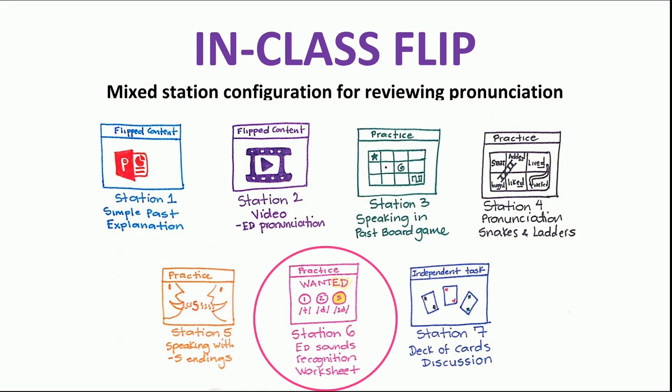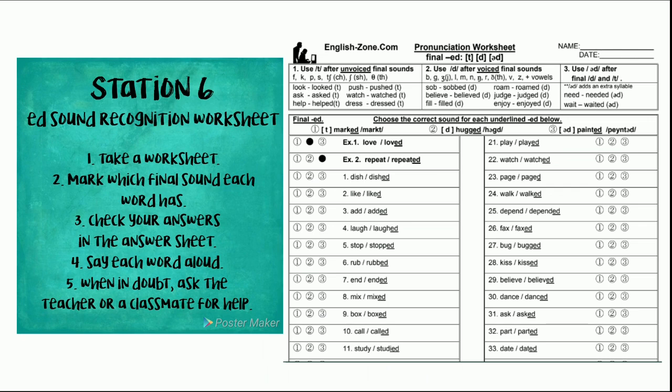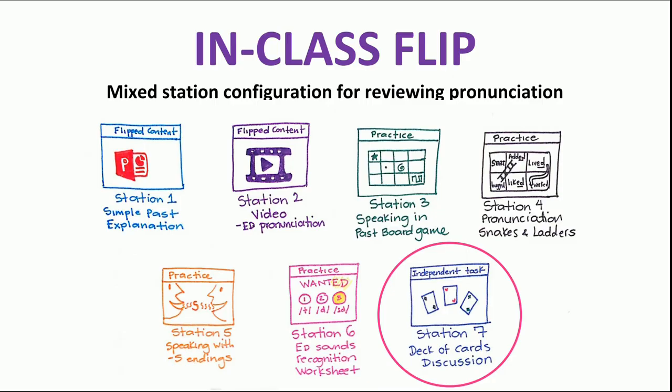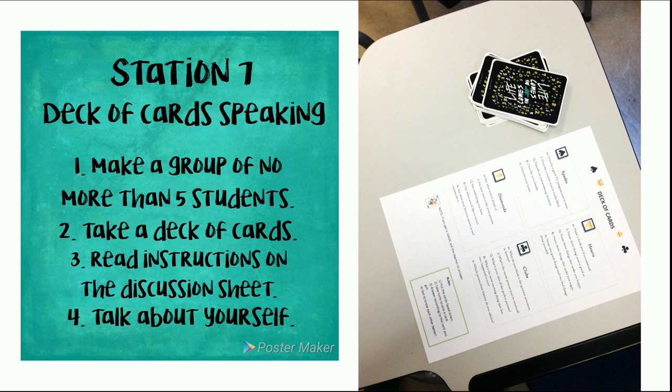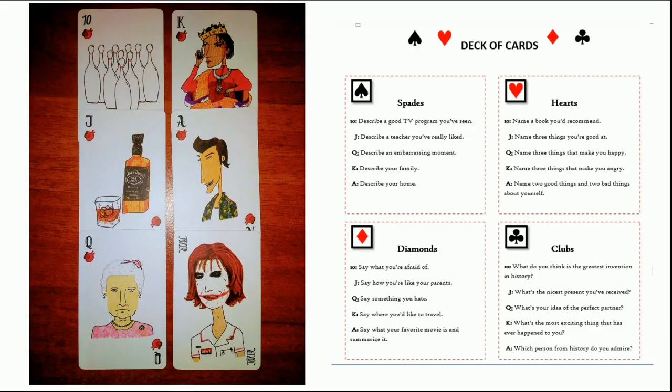Station 6 was an ED sounds recognition worksheet. In this station, students had to answer the worksheet according to their understanding of the pronunciation rules and then check with the answer sheet. Finally, Station 7, which was an independent station, was available to students when the station they wanted to work on was full. This was only the case of a pair of students, and they continued practicing and communicating in English. So as soon as their station freed up, they moved on and continued their work.